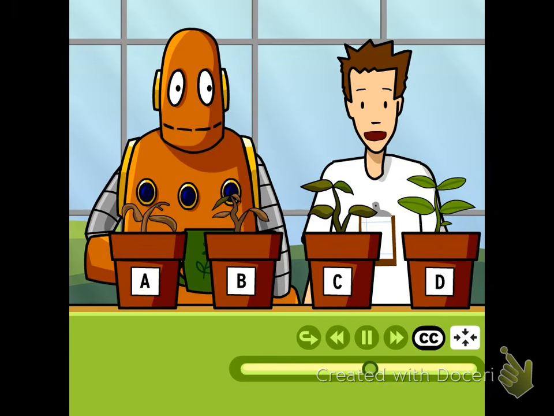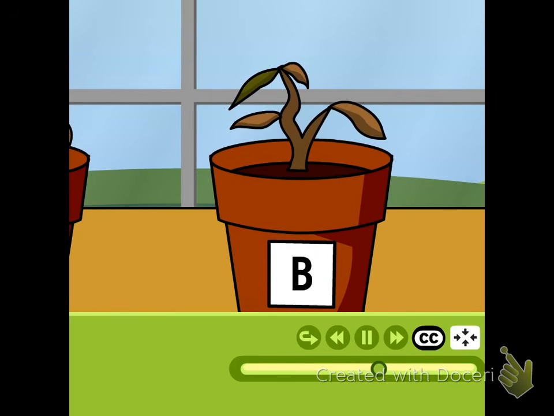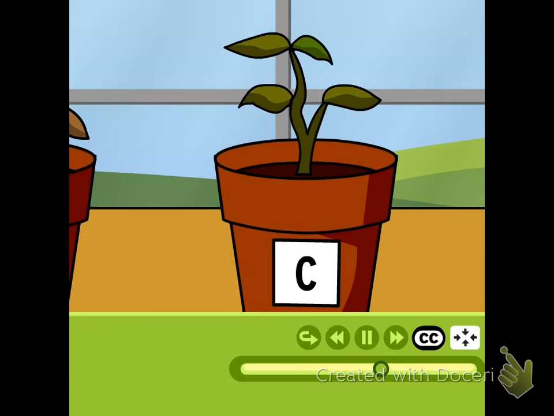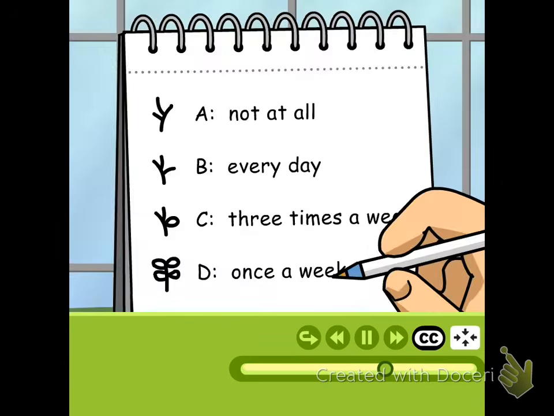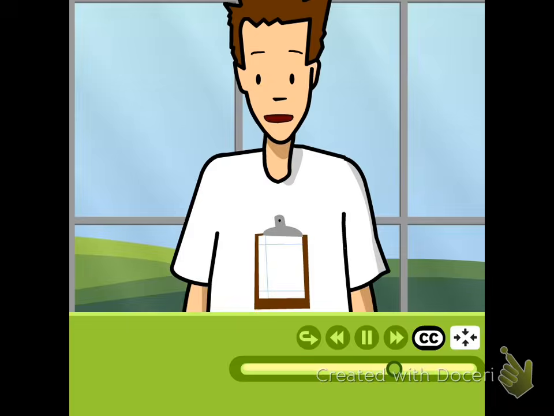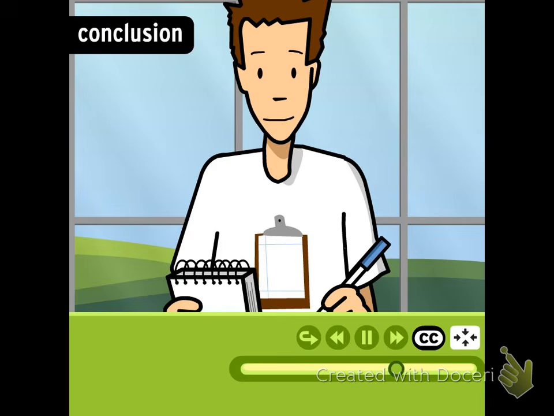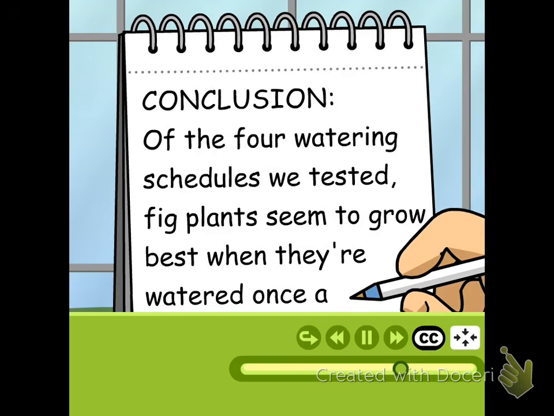What do you know? It's been a month, and I'm still wearing the same shirt. Let's record some new observations. Plant A doesn't look too good. Plant B doesn't look so hot either. Plant C looks a little better. Whoa there, Plant D is doing all right. Time to analyze our data. Based on this experiment and our observations, it looks like the fig plant did best when it was only watered once a week. From that, we can make a conclusion. Of the 4 watering schedules we tested, fig plants seem to grow best when they're watered once a week.